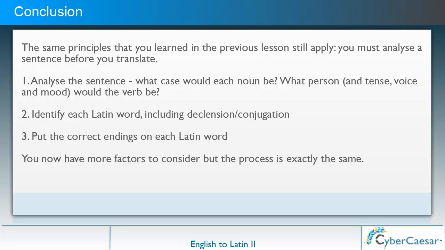The same principles that you learned in the previous lesson still apply. You must analyze a sentence before you translate. Analyze the sentence. What case would each noun be? What person would the verb be? Identify each Latin word, including declension and conjugation. Put the correct endings on each Latin word. You now have more factors to consider, but the process is exactly the same.